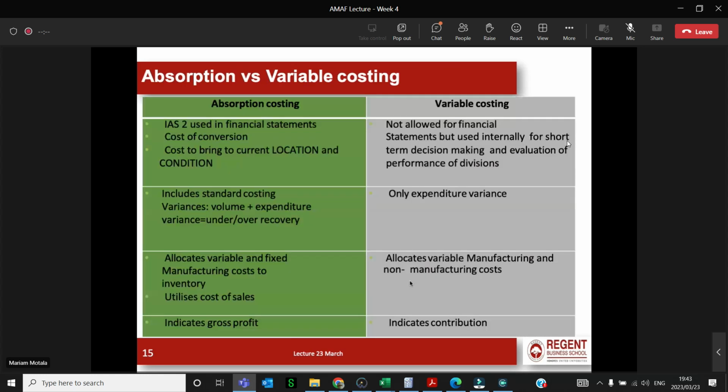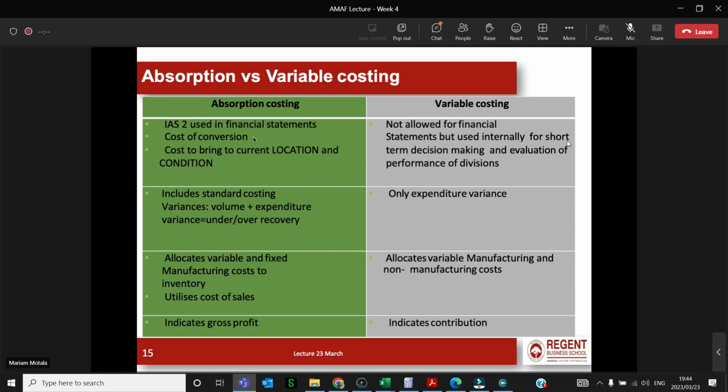Right. Now, once again, absorption costing, we are following our system for IAS 2 for external reporting and production of financial statements. We need to understand the full cost. Remember, IAS 2, all costs incurred in bringing a good or service to its present location in its current form, in a saleable form, and that's what we want to look out for, all the costs that are incurred. We will look at our variances, both volume and expenditure variance, which will give rise to our over-under recovery.